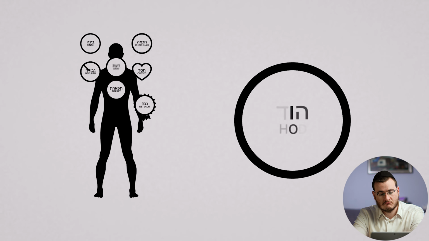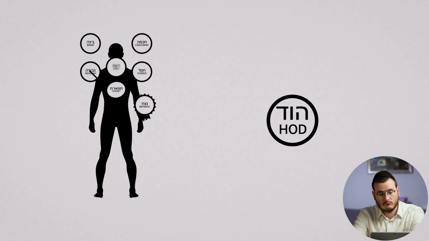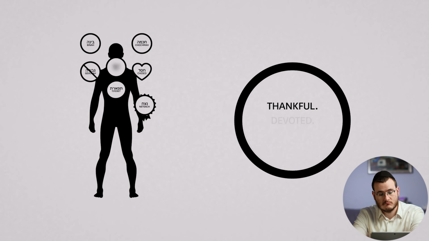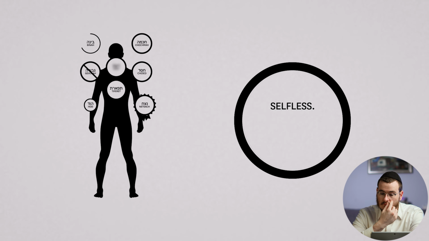Sefirah 8, Hod. Hod is the power of humility, gratitude, and submitting to a higher cause. It enables us to be thankful, devoted, accommodating. Sefirah 9, Yesod. Yesod is the power to focus on others and to build genuine relationships. It enables us to be selfless, altruistic, loyal.